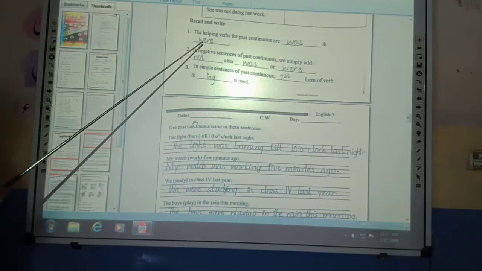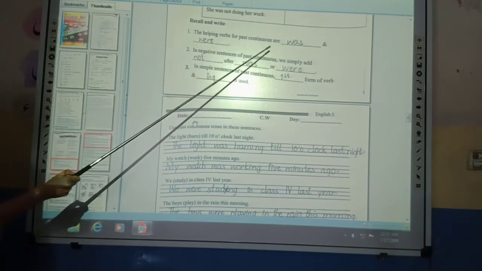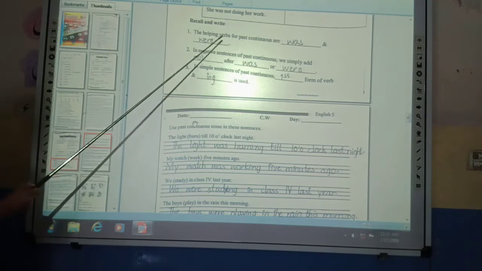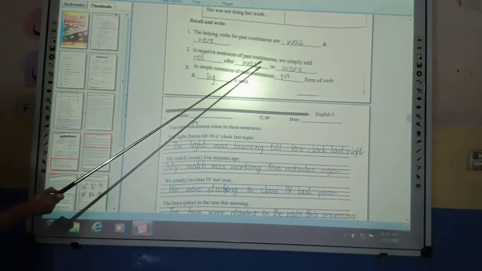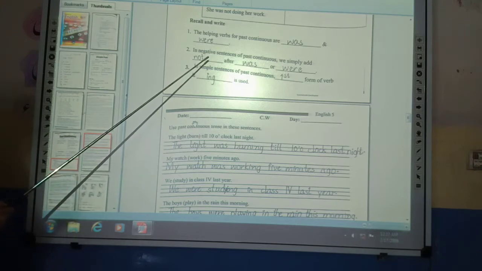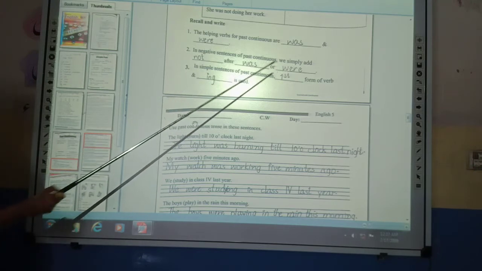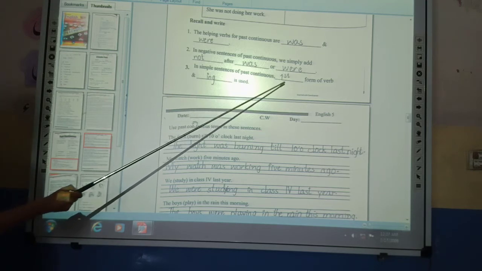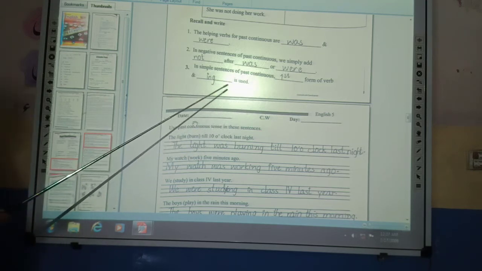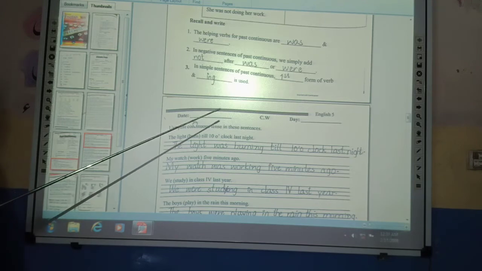Recall and write. The helping verbs for past continuous are was and were. In negative sentences of past continuous, we simply add not after was or were. In simple sentences of past continuous, first form of verb and ing is used.